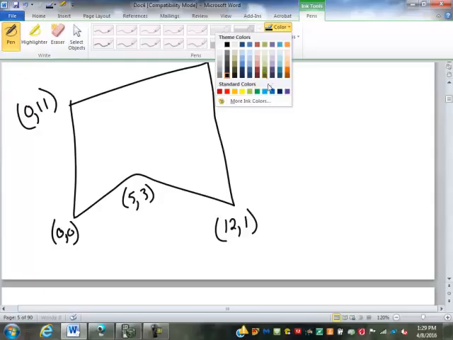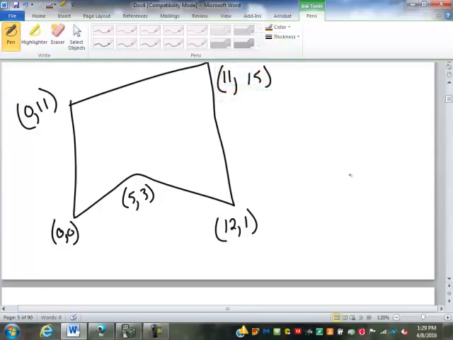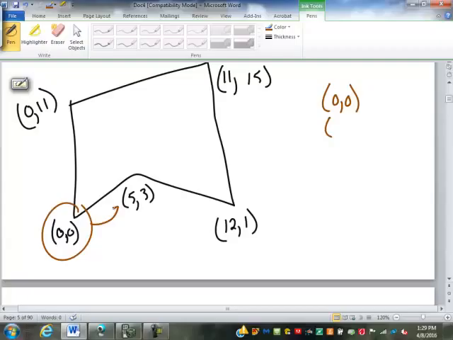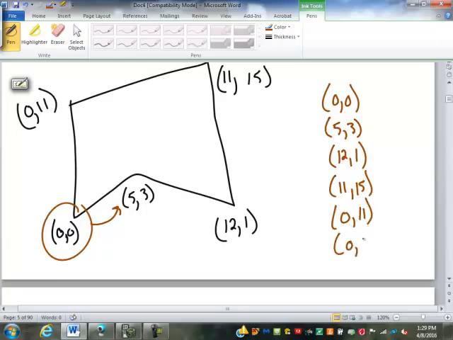So again, I'm going to list out my points. Pick a point to start at. Let's start at 0, 0. Why not, right? What point do I have to do next? I'm going counterclockwise. So 5, 3. What's next? 12, 1. And then 11, 15. And 0, 11. Am I done? We have to go back to 0, 0. We have to circle the whole shape.